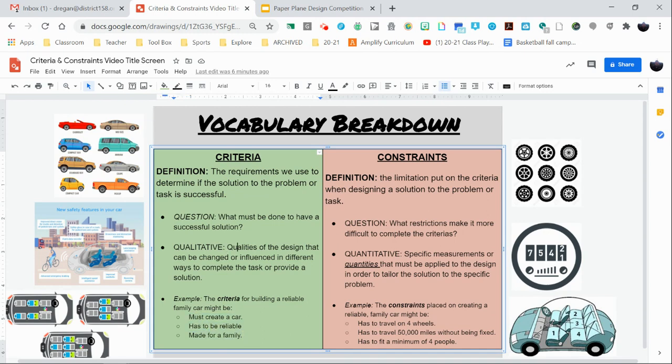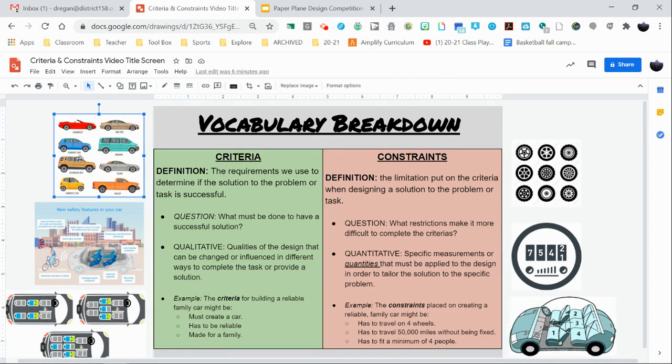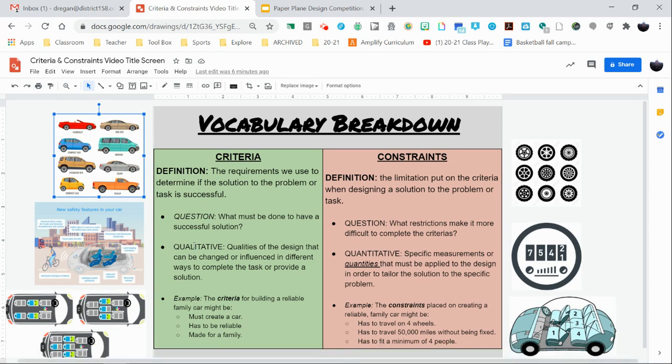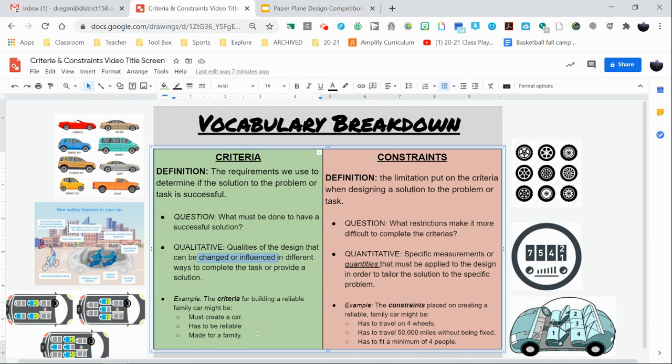Now, when we look at qualities of the design that can be changed or influenced in different ways, well, if you look at these three things, there's a lot of things you can do to change or influence what a car is or what makes it reliable. So, for example, okay, there are a lot of different solutions and different car choices you can create. Okay, pickups versus compact versus standard versus so on and so forth. Again, a lot of things that you can change or influence.